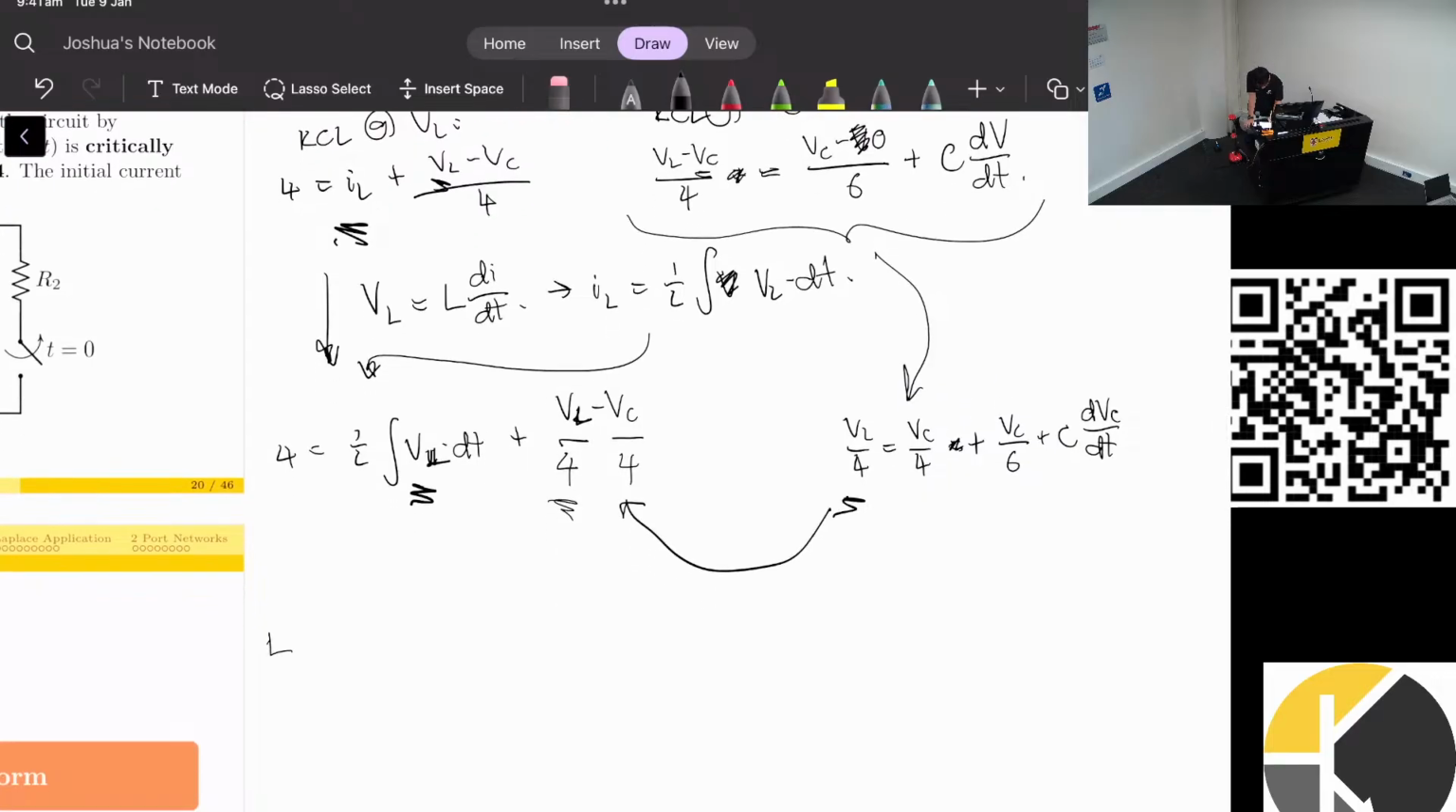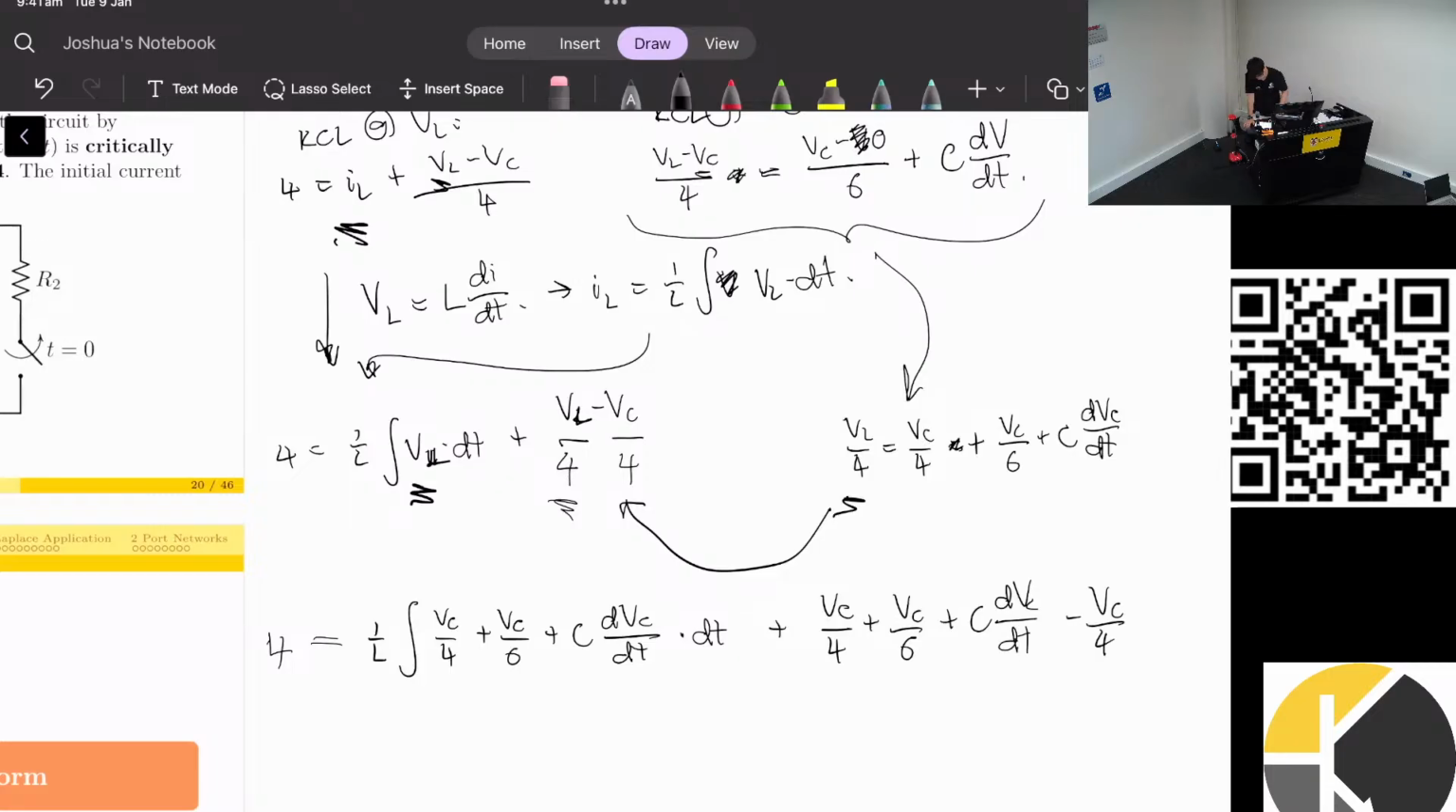So that will give me 4 equals 1 on L, the integral of VC on 4 plus VC on 6 plus C dVC/dt, plus, and then I'm going to have the same thing, so this is what I'm subbing in, VC on 4 plus VC on 6 plus C dVC/dt, minus VC on 4. Okay, quite a long equation.